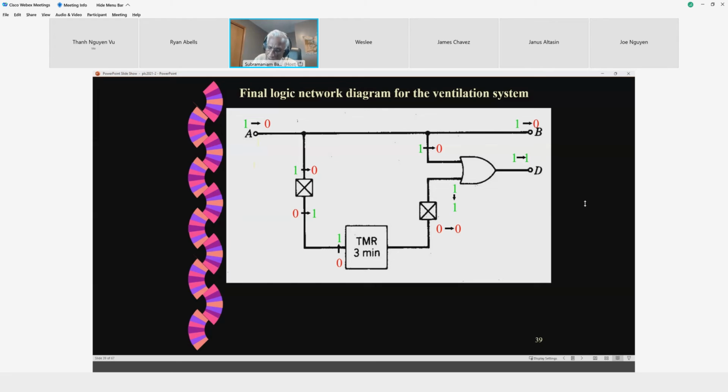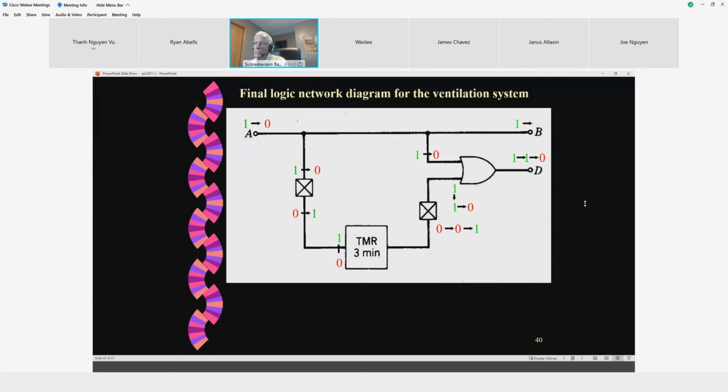Then at 3 minutes, what will happen? The output from the timer will become true. Input to the NOT is a 1. Output from the NOT is a 0. Both inputs to the OR are 0. D will collapse. Right? So my hand simulation says the circuit that is drawn at the top should be working.